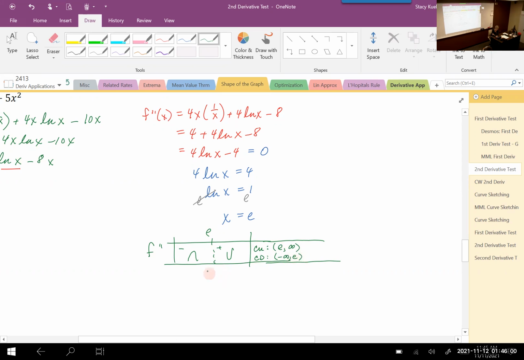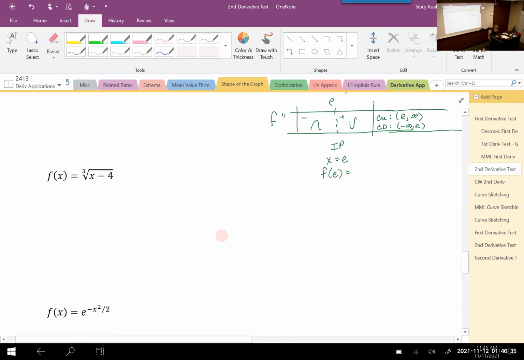And because we are changing from down to up, it looks like we would have an inflection point there. We would have an inflection point when x is equal to e, and the ordered pair comes when you substitute e into the original function to find out what the y value is. Let's look at another one here.